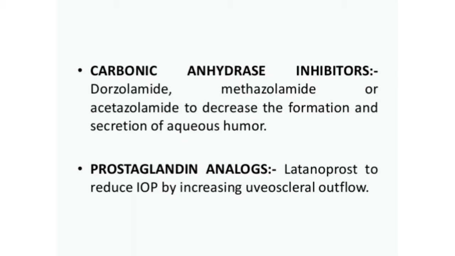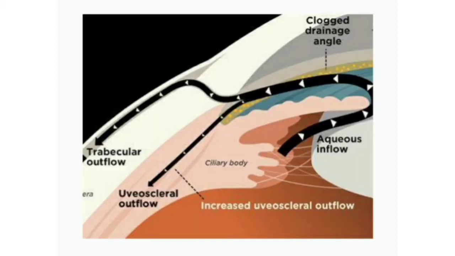Another is a prostaglandin analog, PG analog, latanoprost. Latanoprost reduces the IOP by increasing the uveoscleral outflow. This is the picture. You can see how the ciliary body, with the help of the ciliary process, produces the aqueous humor.